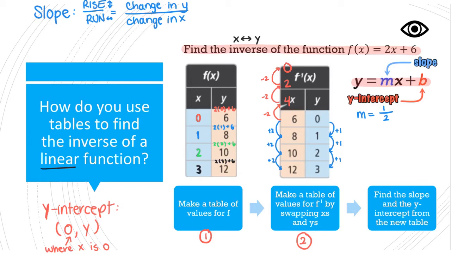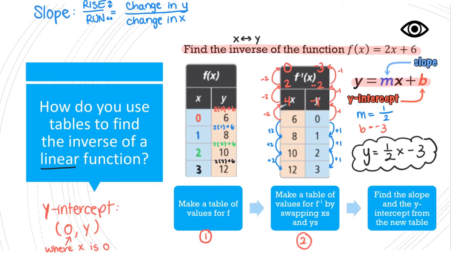So I have to take 3 steps back in order to find my y-intercept. So I'm just going to follow the pattern back on my y column, and that gets me a y-intercept of -3. So to write the final equation here, I get y equals 1/2 x minus 3. That is the equation of the inverse. Now this is one method to find the equation of the inverse, and this is using a table of values.